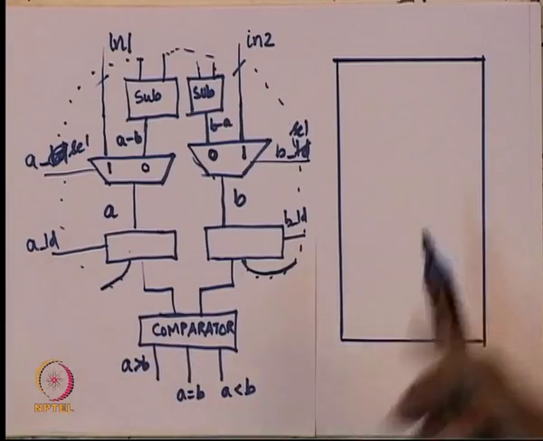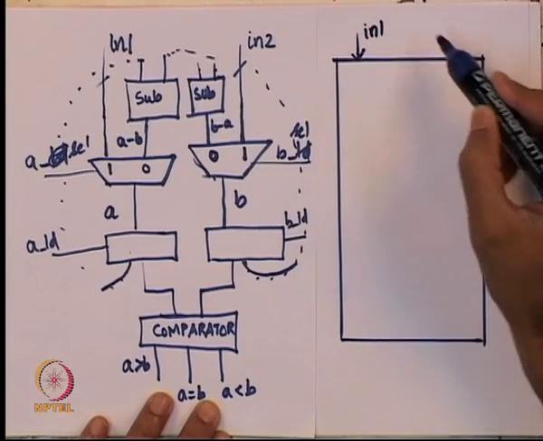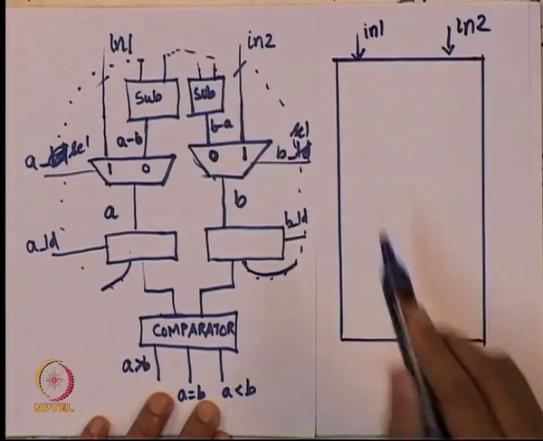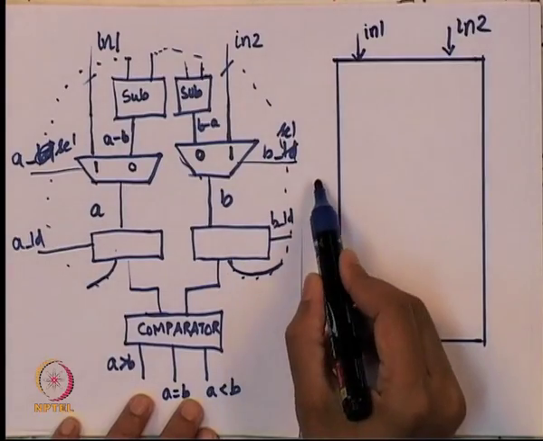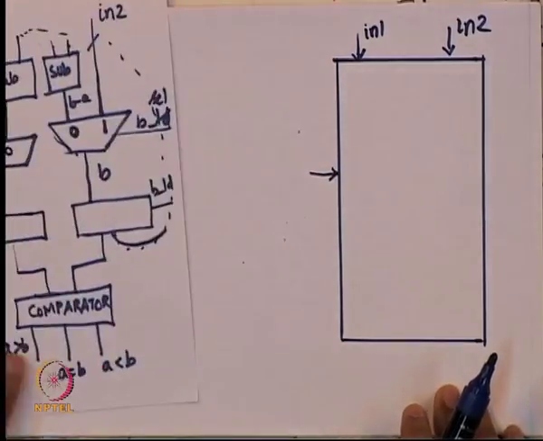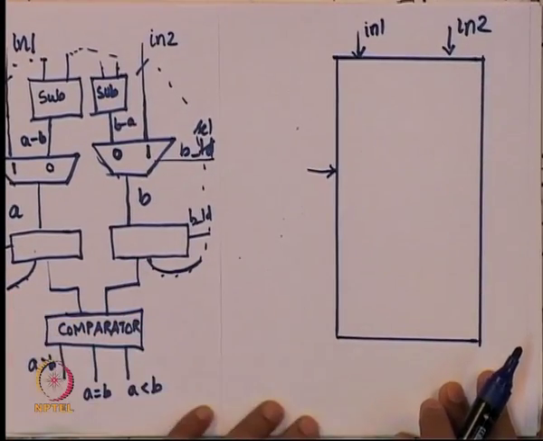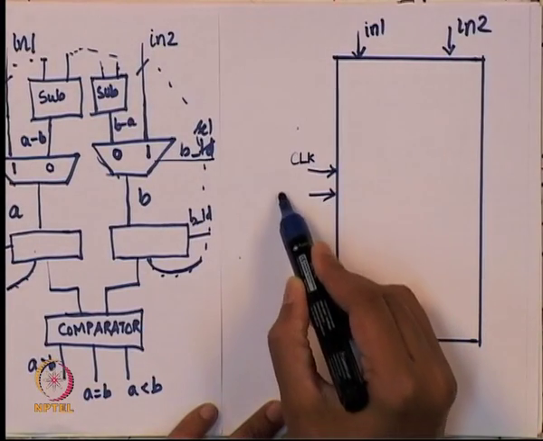So, first of all, I need input 1 and input 2, right. These are external inputs. Then I always have a clock that is going to come in, because this is a sequential circuit, right. So, let me remove this picture. I will keep it on the side, we will use it later. So, we will need a clock and we will need a reset signal.